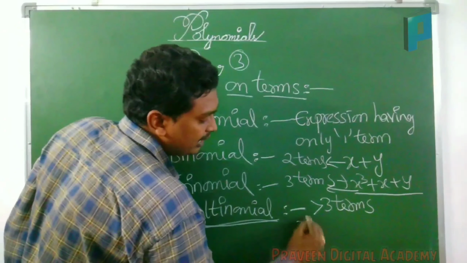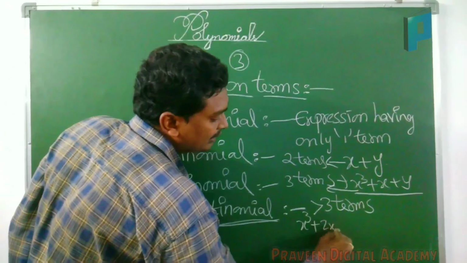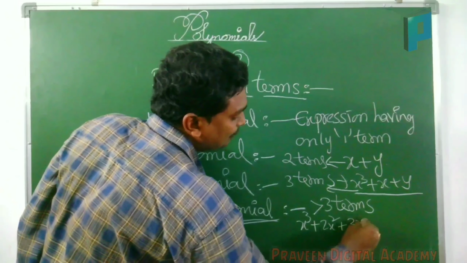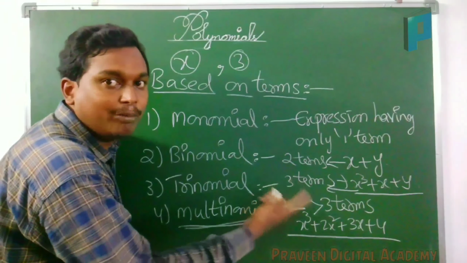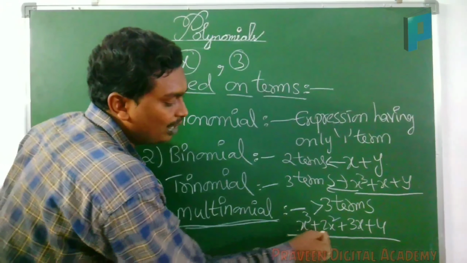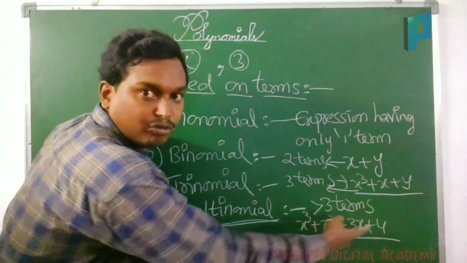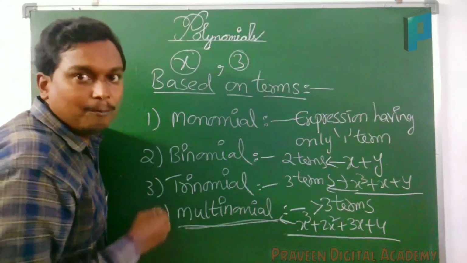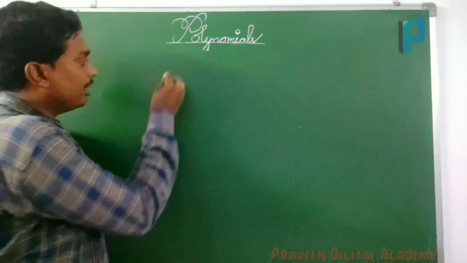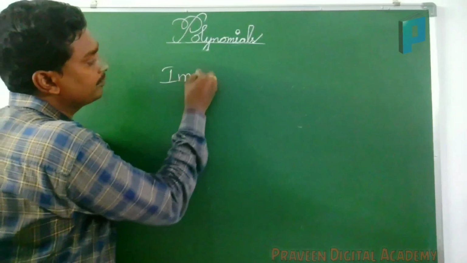Example, I will give you here: x cube plus 2x square plus 3x plus 4. This is the expression with how many terms? You calculate it here: 1, 2, 3, 4. These 4 terms are greater than 3. So we will call it a multinomial.